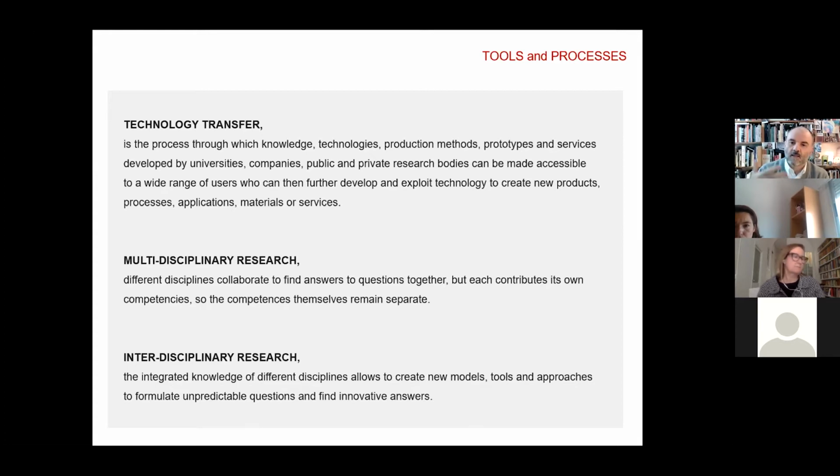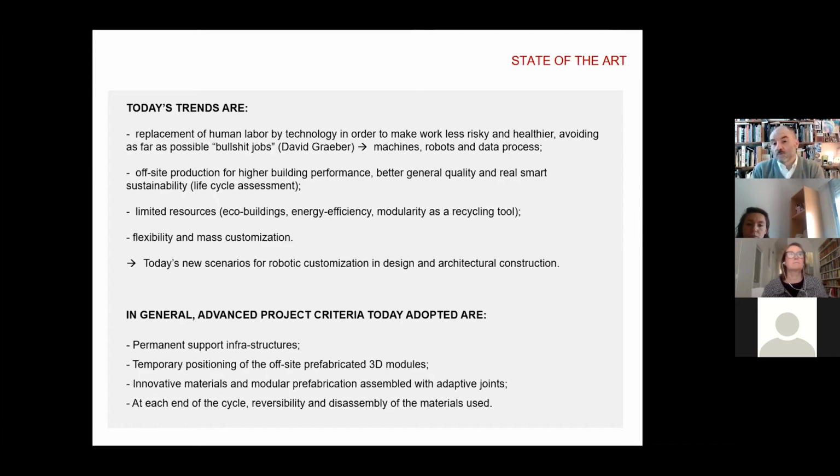And these three ways of doing are all fundamental and present. So today's trends are the idea of replacing human labor by technology in order to make work less risky and healthier. Not in order to replace the architect or the person who is thinking or the person who is living in the spaces. But the question is to try to avoid, as far as possible, bullshit jobs. This is a really incredible and, in my opinion, interesting definition. Not so, let's say, elegant, but anyway, really efficient.